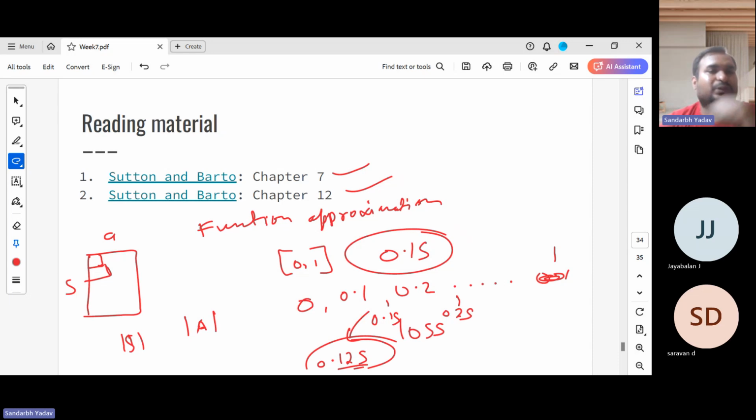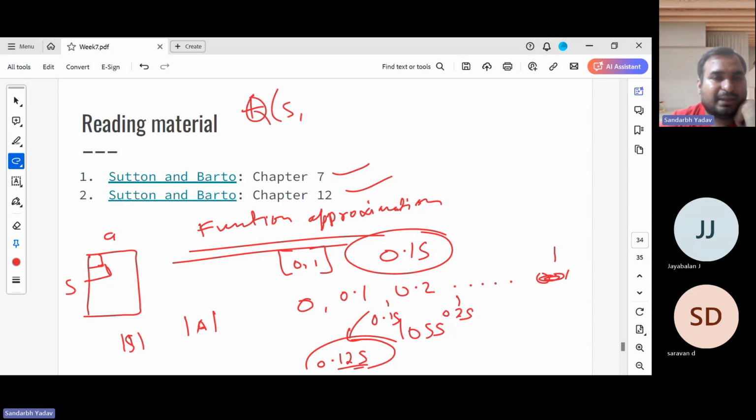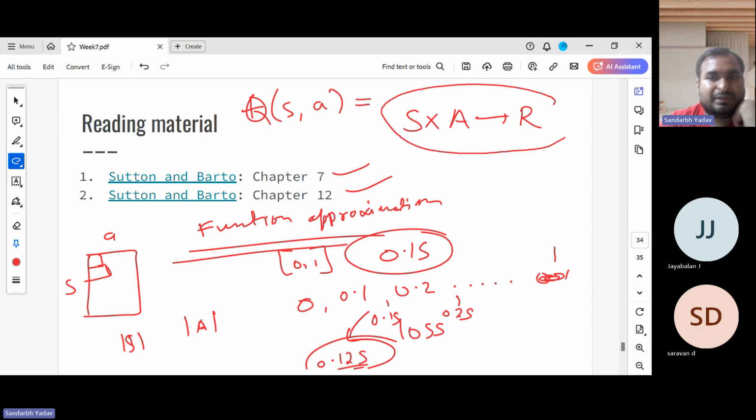So there, what we do is we use function approximation techniques. Function approximation you might recall from mathematics. So essentially, what is the Q value function? It is taking two input parameters, S and A, and returning a real value, right? So it's a mapping from state space and action space to a real value. So this is the function.